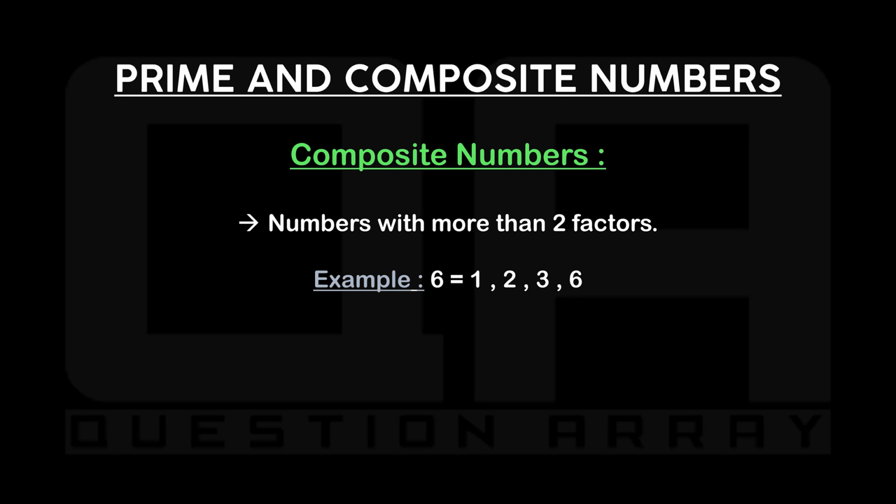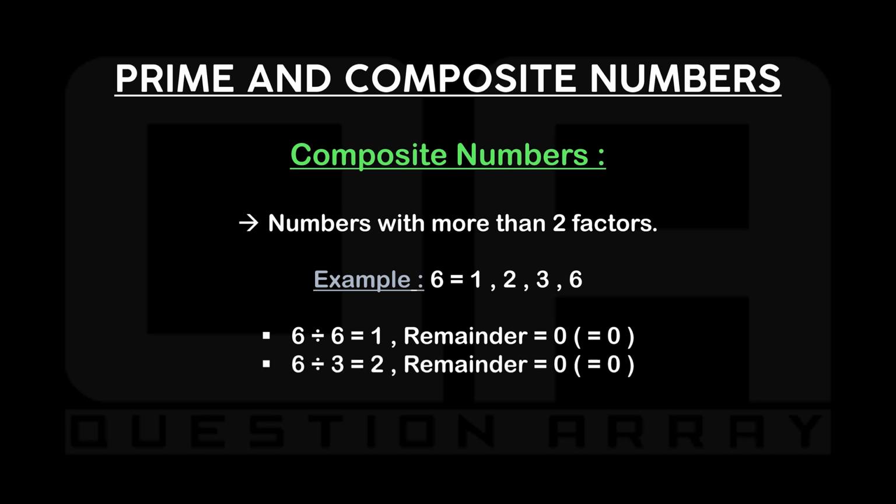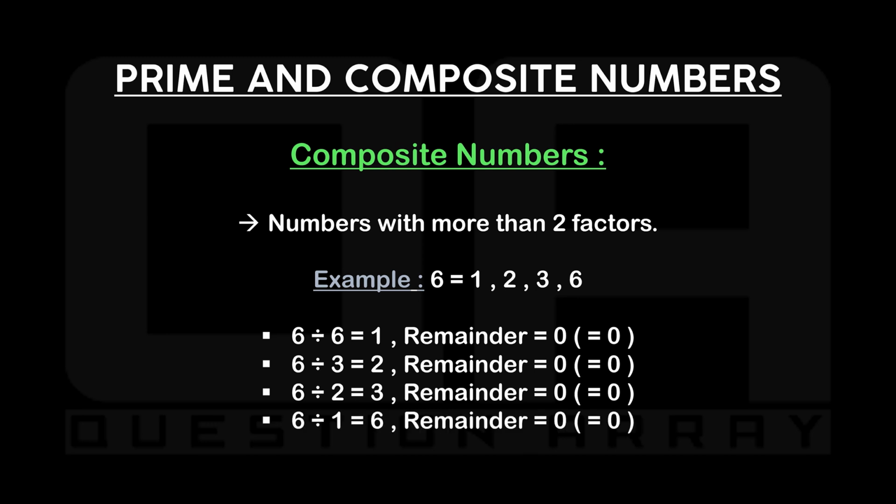If I divide 6 with 6, I'll get a remainder of 0 and the quotient is 1. 6 divided by 3, the quotient is 2, the remainder is 0. 6 divided by 2, the quotient is 3, remainder is 0. And 6 divided by 1 gives me 6 and the remainder is 0. So these are the 4 factors of 6, and because 6 has more than 2 factors, 6 is called a composite number.